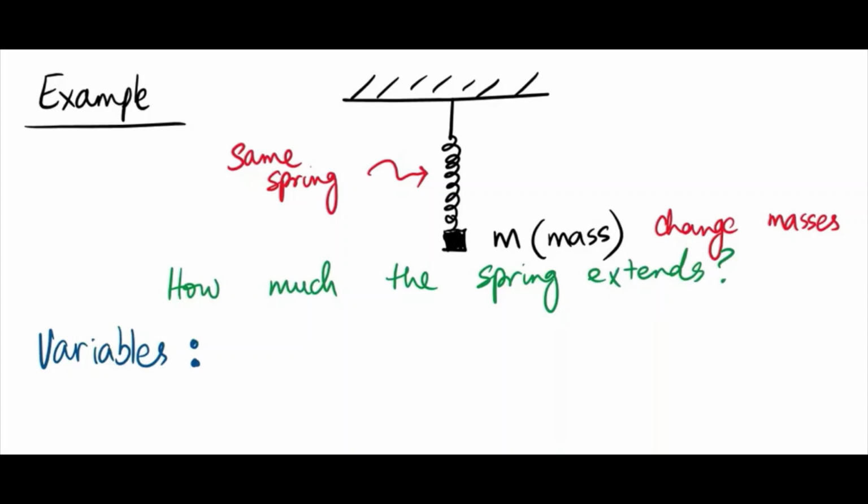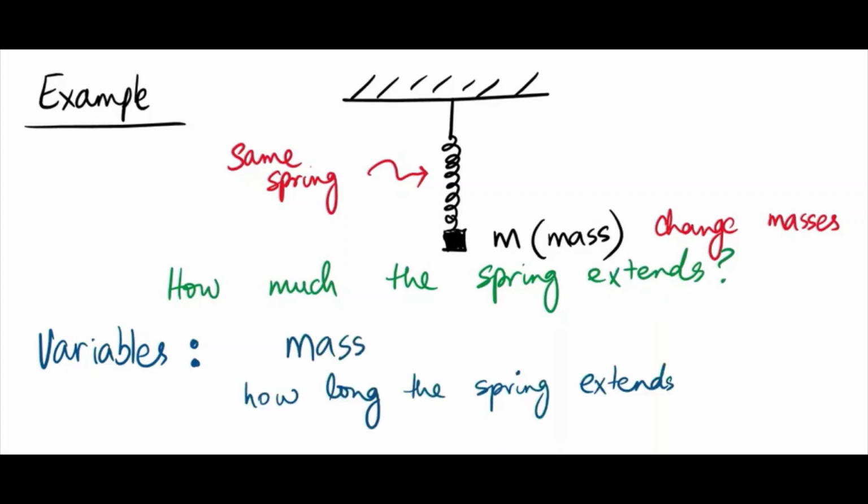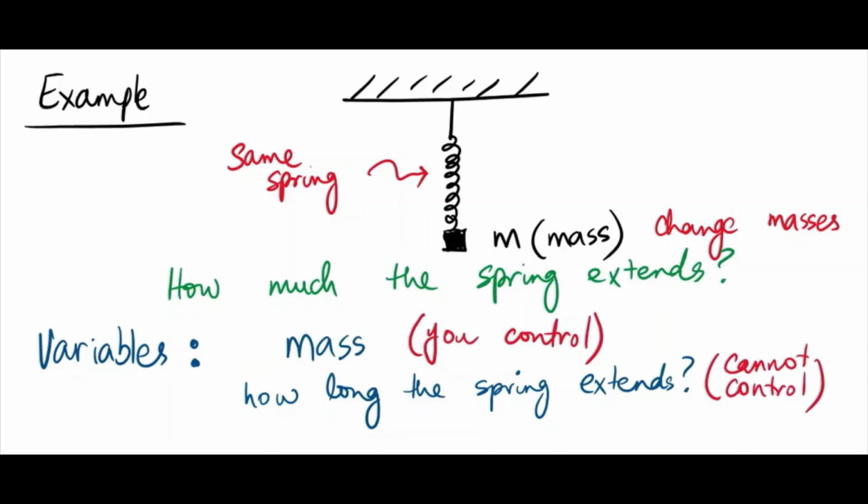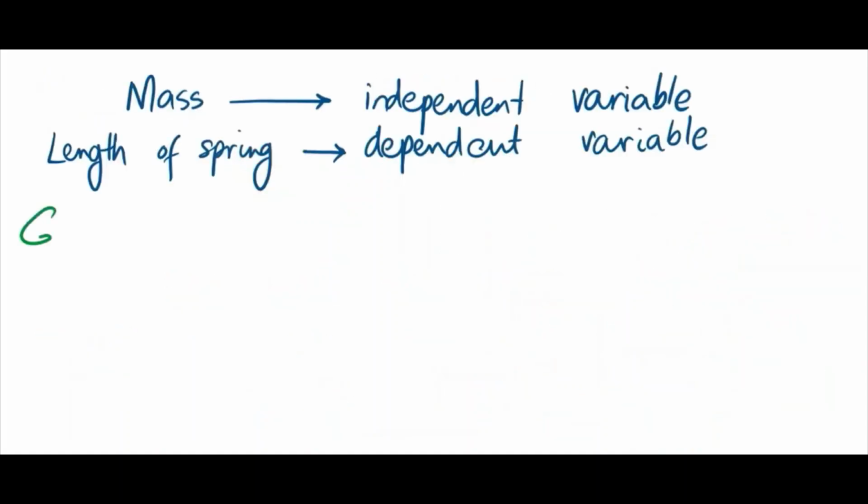The variables that you have in this experiment are mass and how long the spring extends. Mass is what you control, and how long the spring extends cannot be controlled. So what I mean by the controlled variable is an independent variable, and which you cannot control is the dependent variable. Now, length of spring is the dependent variable.